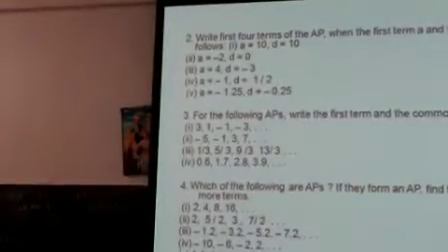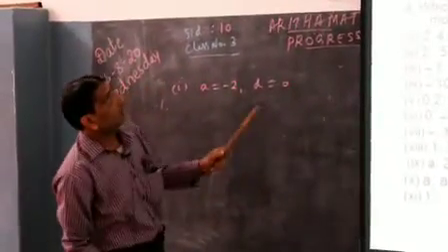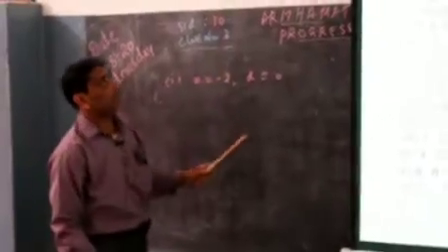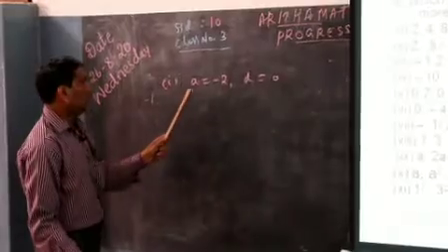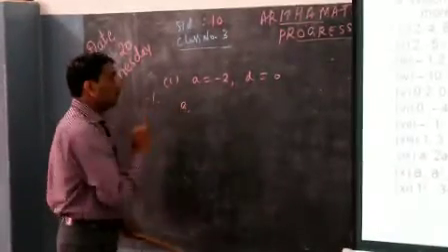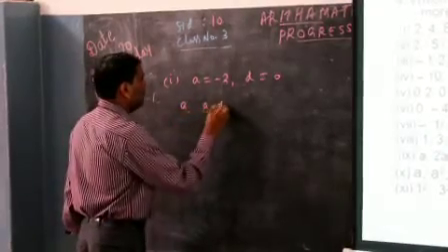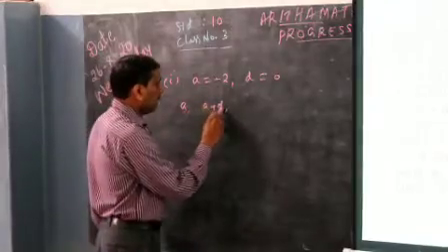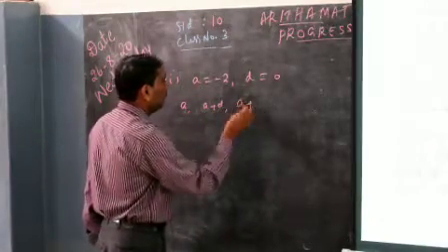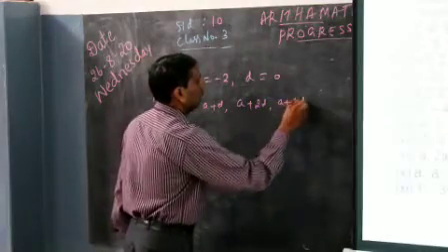The first one: a is equal to minus 2 and common difference d is equal to 0. What you have to do is write the first 4 terms of the arithmetic progression when the first term a and the common difference d are given. Before we write this, let us write the general form of AP: a, a plus d. First term a, without adding anything we get a, and adding the common difference d we get the second term. Adding the common difference again to the second term we get the third term, a plus 2d, a plus 3d and so on.